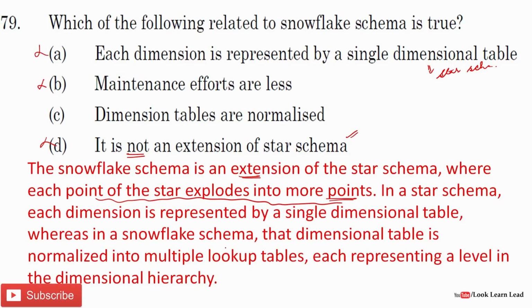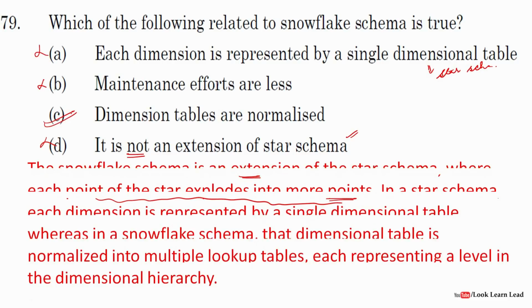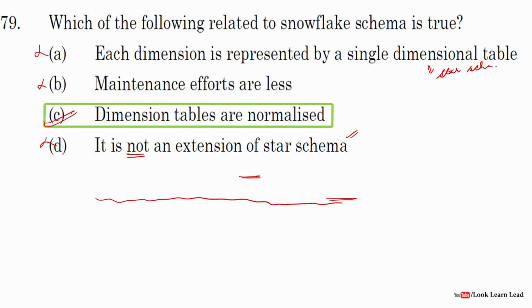Whereas in snowflake schema, the dimension table is normalized into multiple lookup tables. So we have normalized dimension tables. So the answer is C. You have to remember this: snowflake schema is the extension of star schema in which stars explode to many points and they have normalized dimension tables. Okay, so C is the answer.